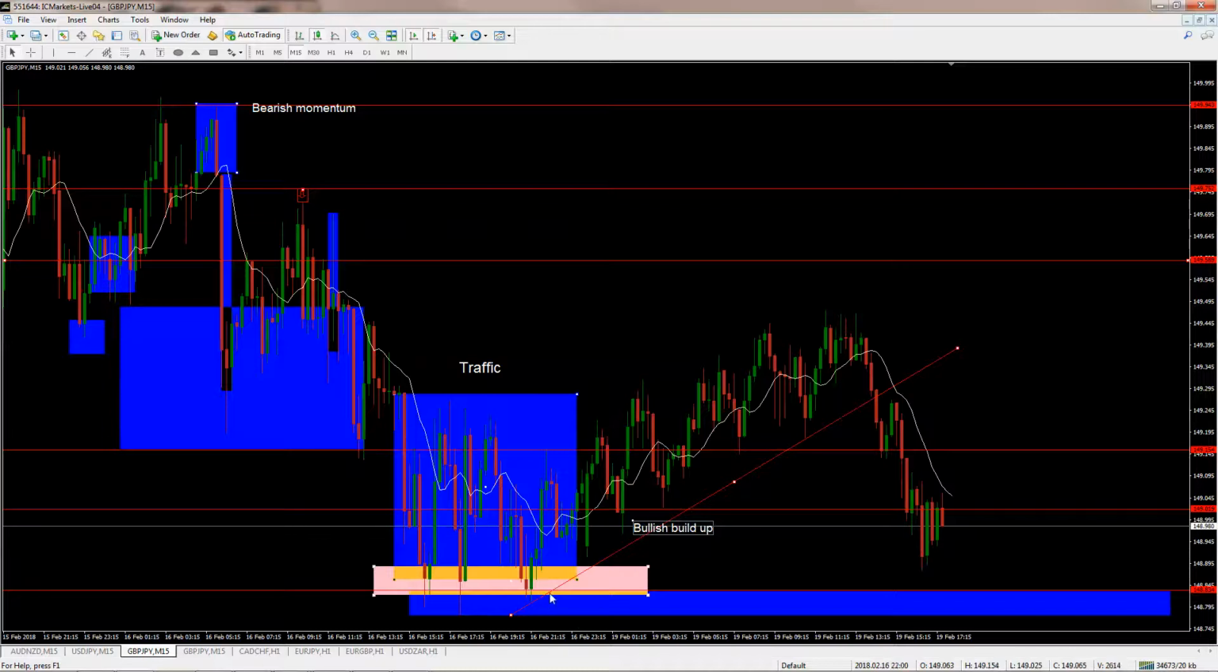If it breaks this level down here, the red part, then I will be thinking of a sell. But if it doesn't, I will be looking for a buy. And after this one formed here, I will go in for a buy.